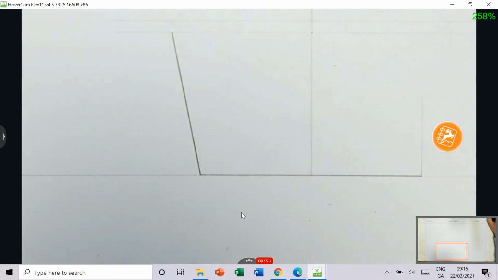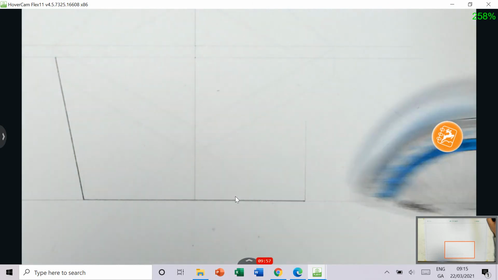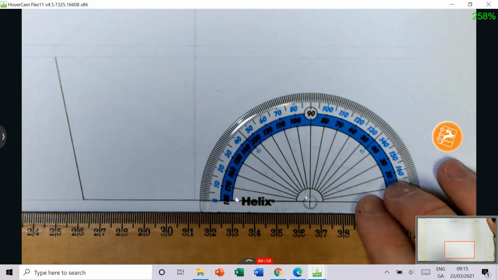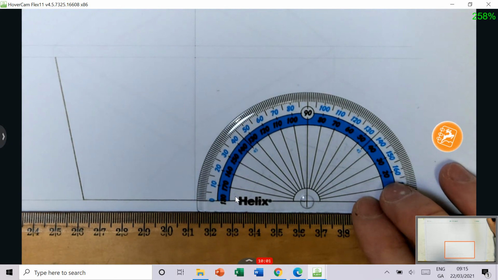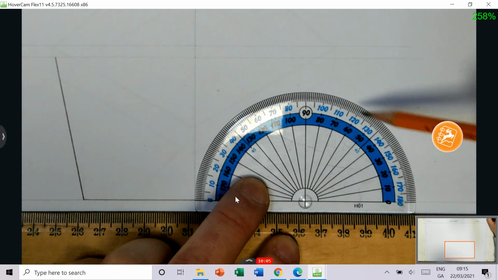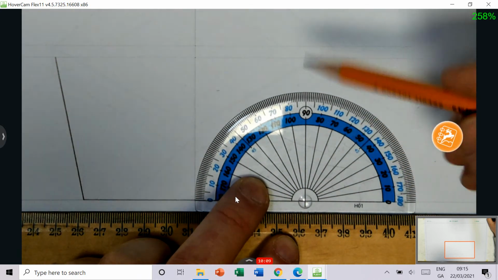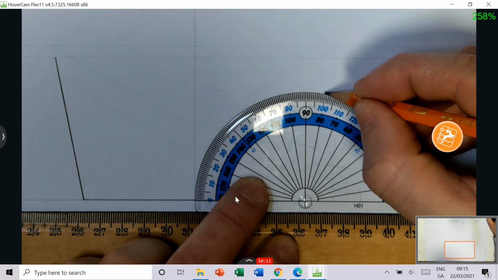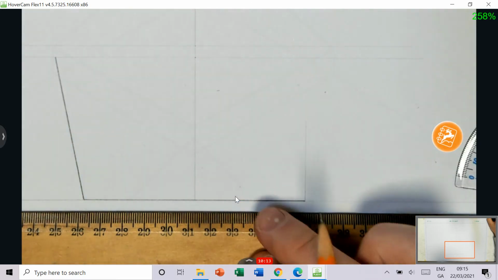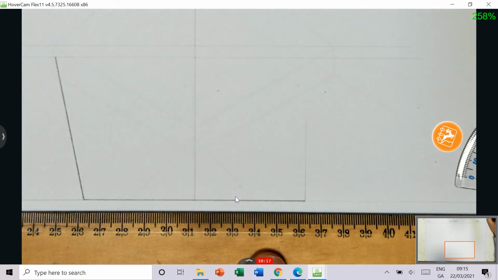Okay, like so. I'm going to do the same thing over here. I have my perpendicular line here. I'm going to line it up with the crosshair in the center of my protractor and measure up, this time over to the right, 10, 20, 30, 40, 50, 60, 70, 80. So the big mistake here would be to measure up to the left, and I'd actually have a line coming in like that. So that wouldn't be my trapezium at all.